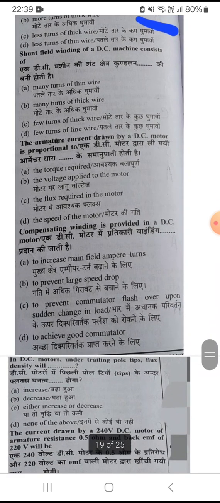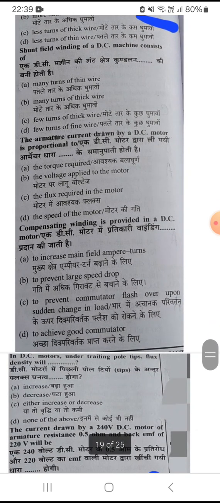Next, the shunt field winding of a DC machine consists of, option A, many turns of thin wire. Option A is the right answer, many turns of thin wire. The armature current drawn by a DC motor is proportional to, option A, the torque required. The torque required is the right answer. Compensating winding is provided in a DC motor, option C, to prevent commutator flashover upon sudden change in load. Option C is the right answer.